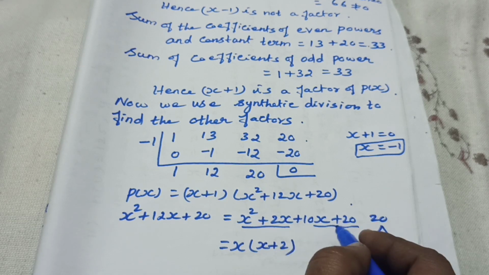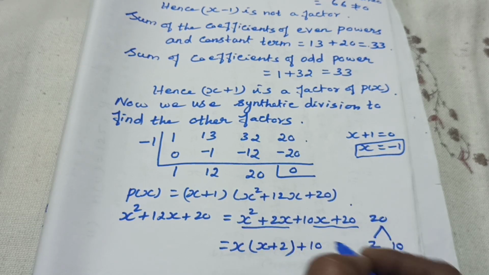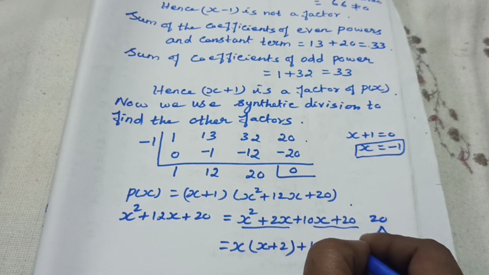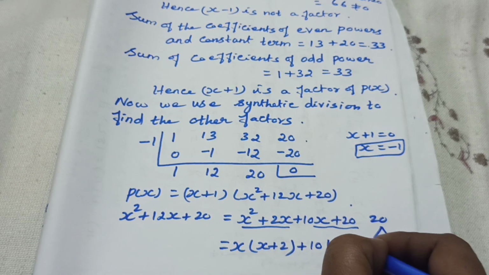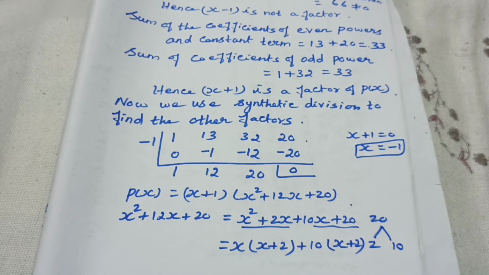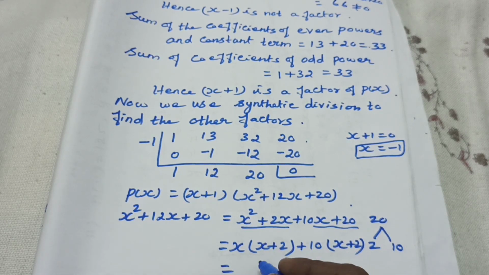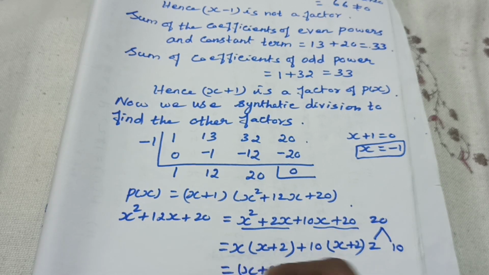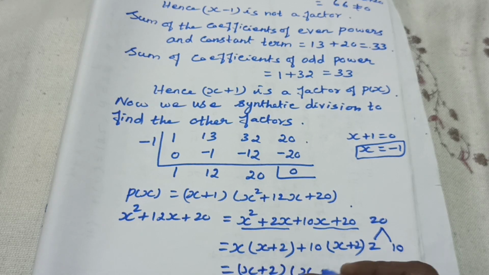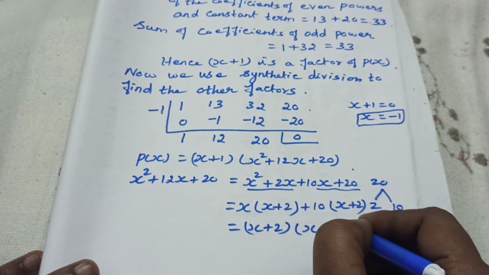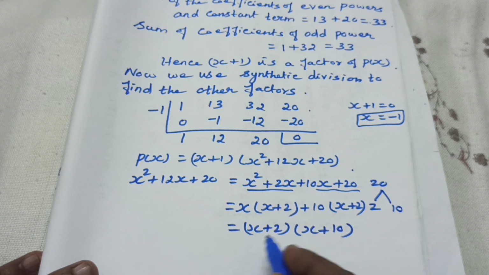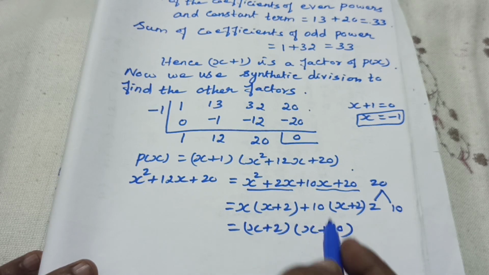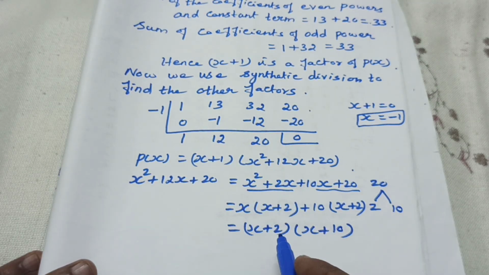Then in the other 2 terms, 10 is common, we can take it outside. Remaining x plus 2. Okay, correct? Then this is the one term, inside the bracket x plus 2 is common, isn't it? Remaining x plus 10. Like this we got 2 factors. Have you understood? Already one factor we got, and here 2 factors we got.